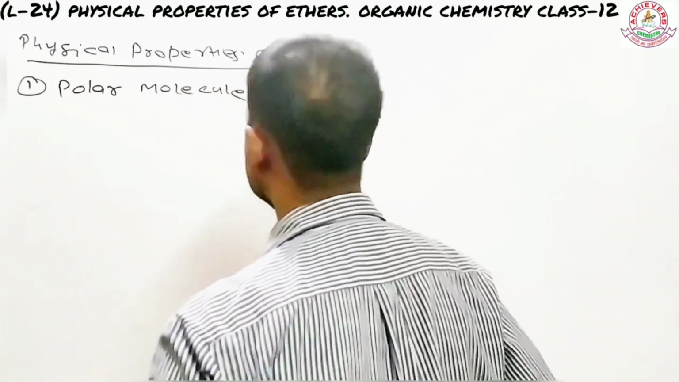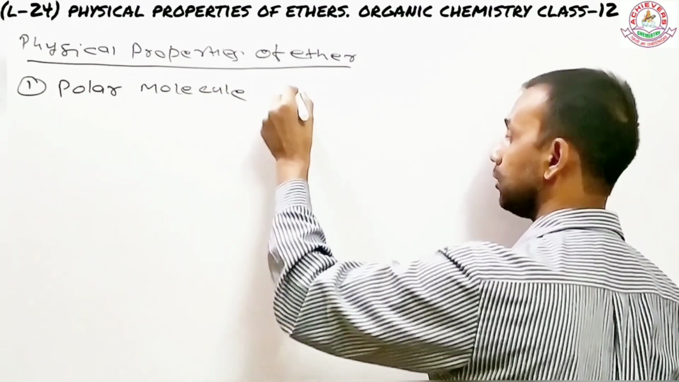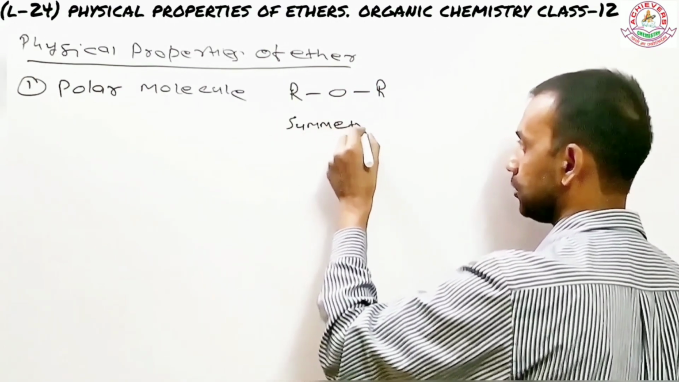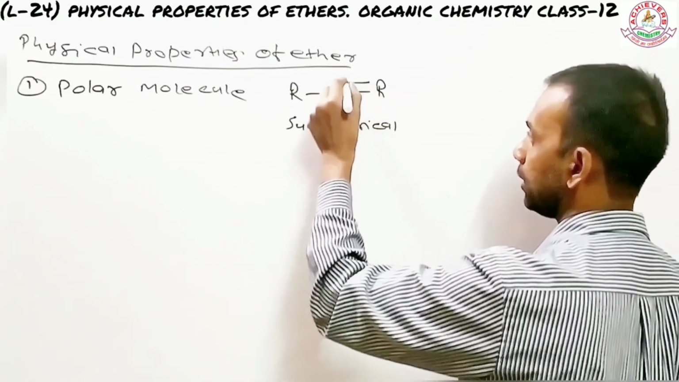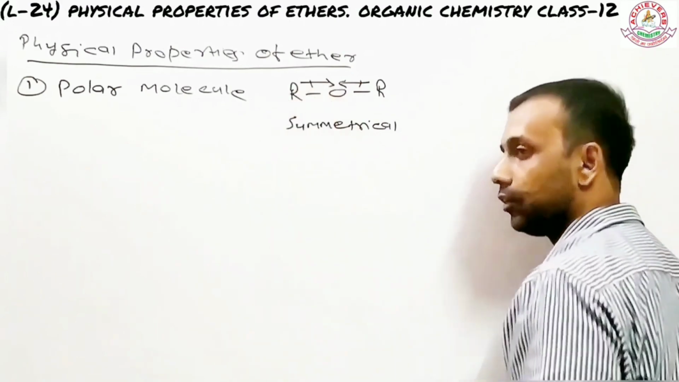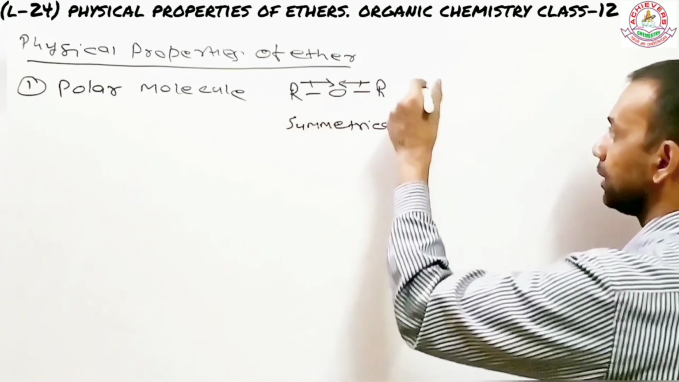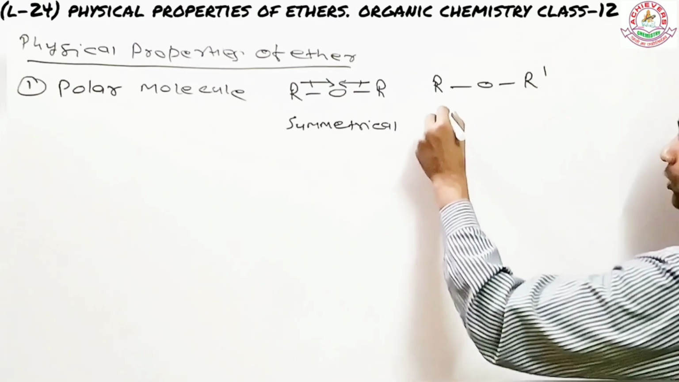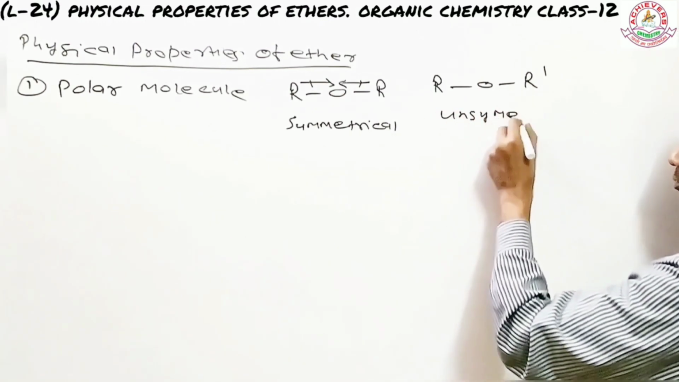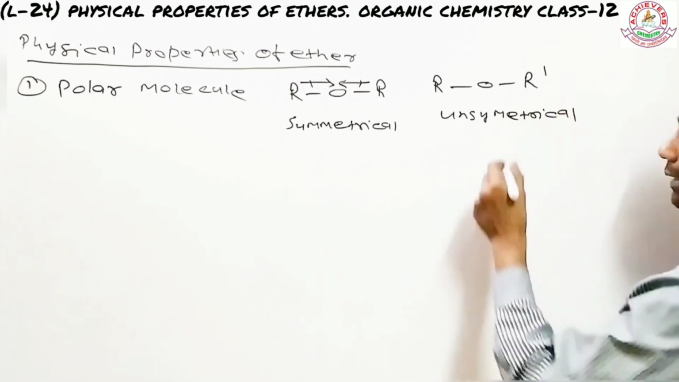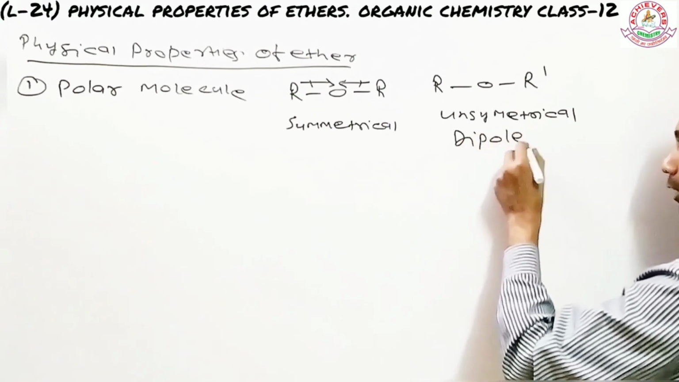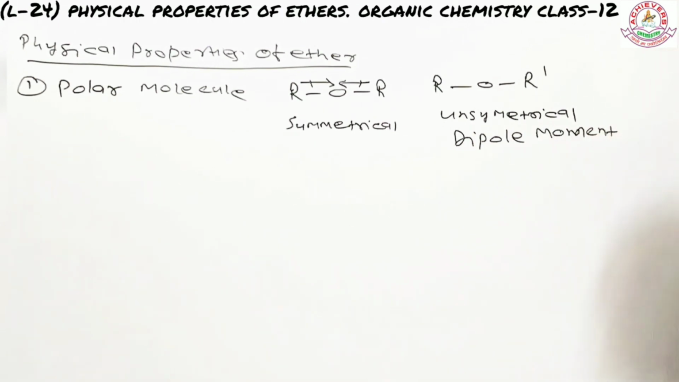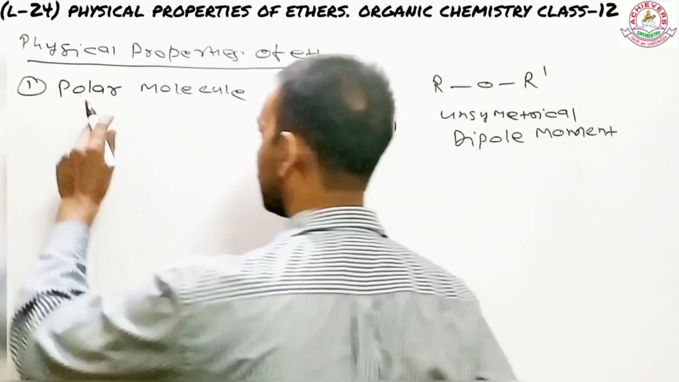The second thing is why it's polar. If you take an example of an ether, this is a symmetrical ether. It looks like the dipole moments are in opposite directions, so definitely there will be no dipole. But an ether does not always have the same alkyl group. It may have different alkyl groups, and in that case it is called unsymmetrical. If it's unsymmetrical, it has a dipole moment. So a symmetrical one doesn't have a dipole moment, but an unsymmetrical one does. That's why it's a polar molecule.